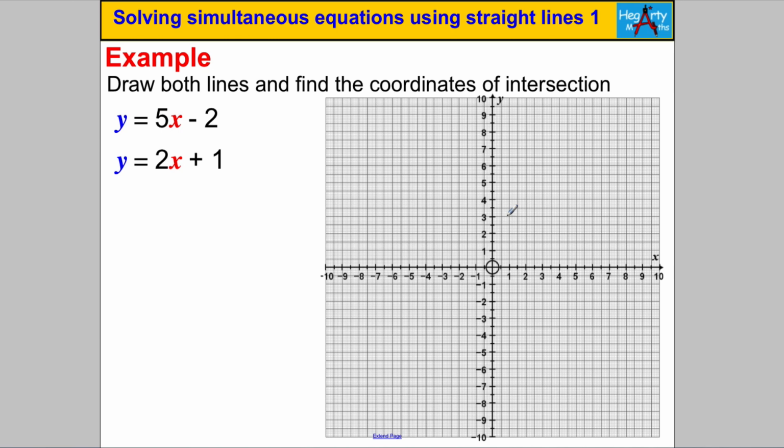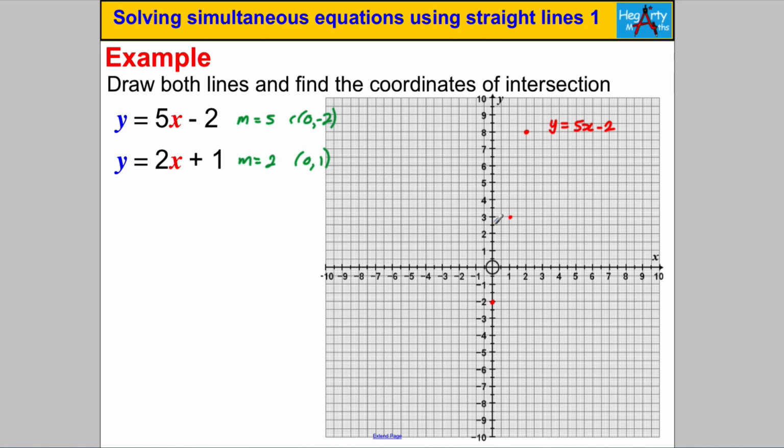Draw both these lines and find the coordinates of their intersection. This has gradient 5, y-intercept 0, negative 2. This has gradient 2 and y-intercept 0, 1. Let's draw them up. So this one here, start at here, and as we go to the right one, we're going to go up 5. They're 3 of our points, and I'm going to label that in now and draw the line at the end. 5x subtract 2.